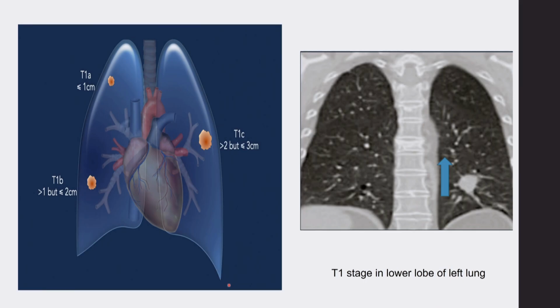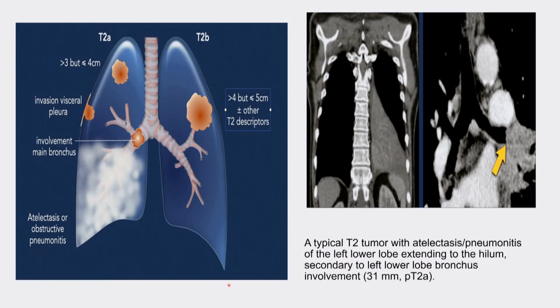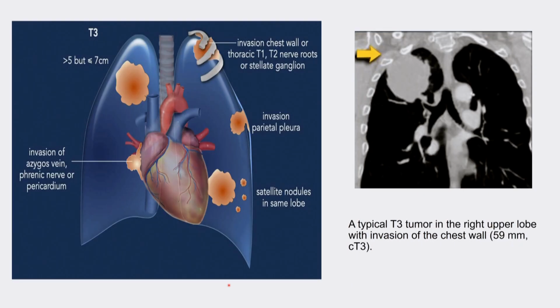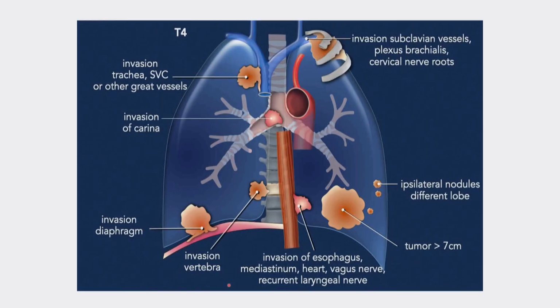In T1 staging, the tumor is less than 3 centimeters. In T2, the tumor is less than 5 centimeters, or might invade the visceral pleura, involve the bronchus, or have other changes. These are the T3 classification. In a T4 classification, the tumor has to be more than 7 centimeters, or there should be other parameters: invasion of the trachea, superior vena cava, adjacent vessels or diaphragm.